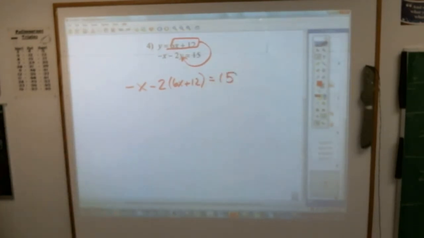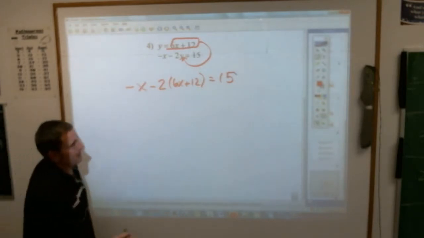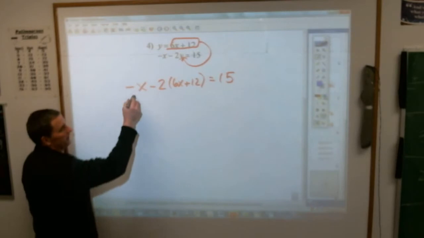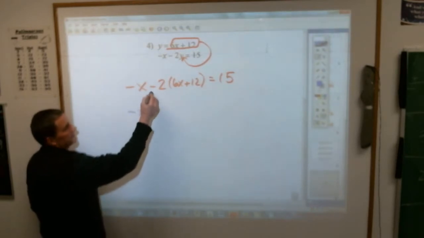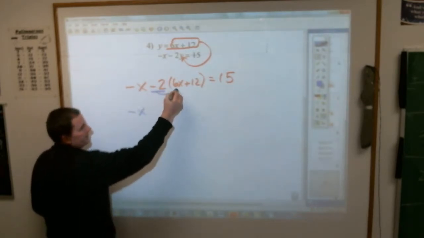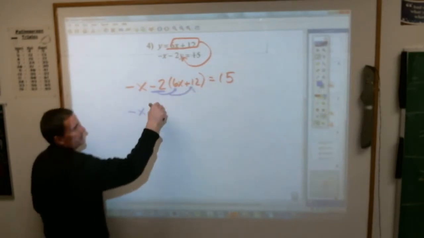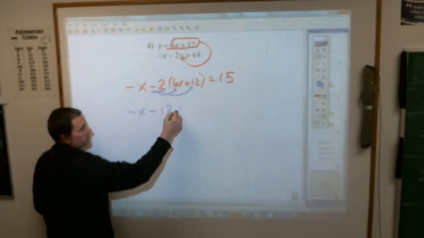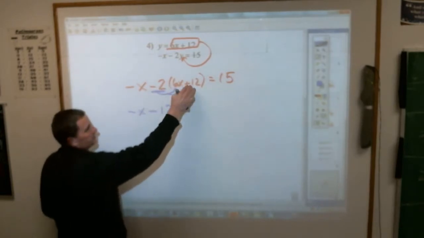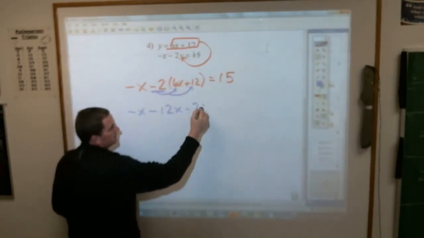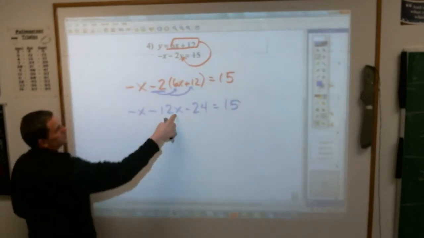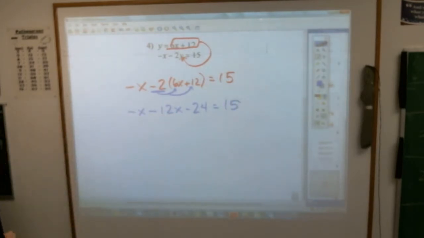Yeah. Okay. Here's where people go wrong. It's a common mistake I see in 7th grade, 8th grade, whatever. Okay, the negative x stays. This is a negative 2 or a minus 2 times both of those things, so they're going to change signs. Negative 2 times 6x is a negative 12x, and a negative 2 times a positive 12 is a negative 24. This is usually where people go wrong when they do that.